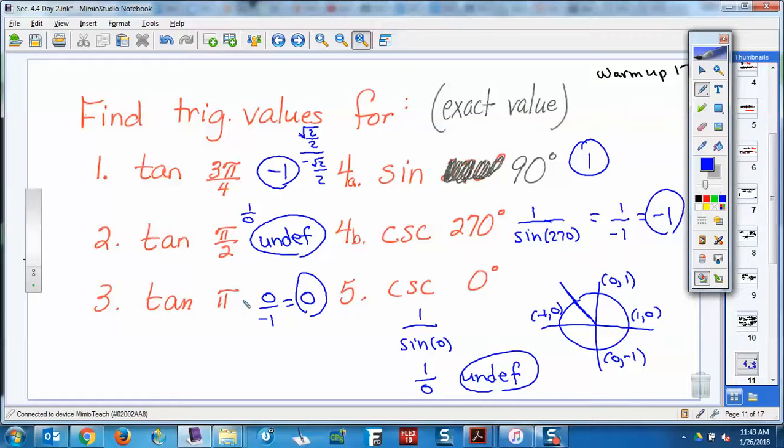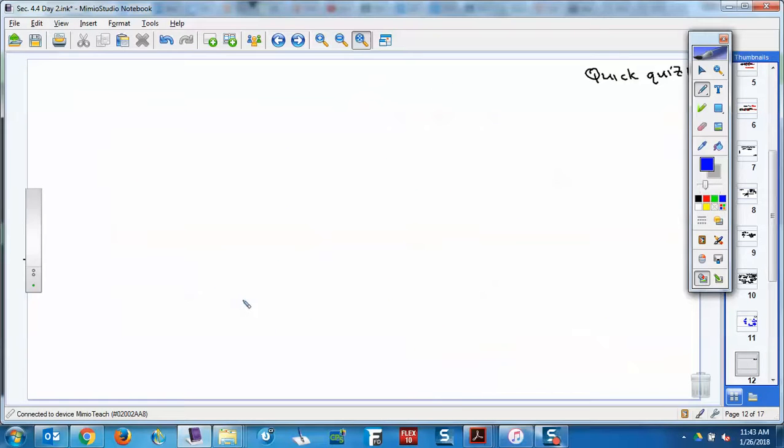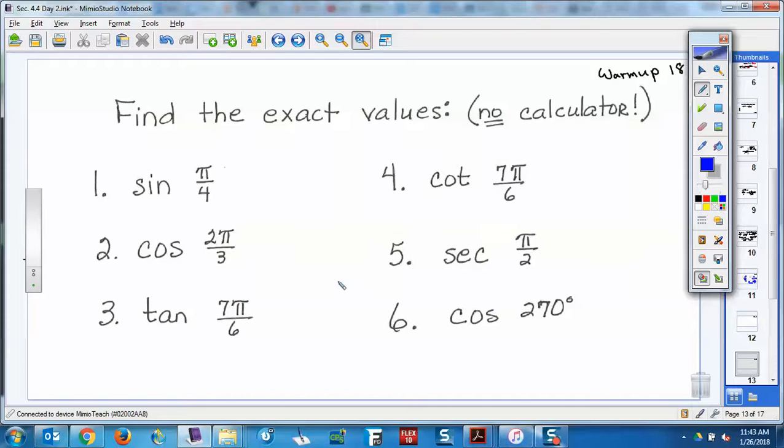And then cosecant of 0, 1 over sine of 0. Sine of 0 is the y, 0. 1 divided by 0, of course, is undefined. Okay? All right. Let's do those. Okay? Again, exact value.